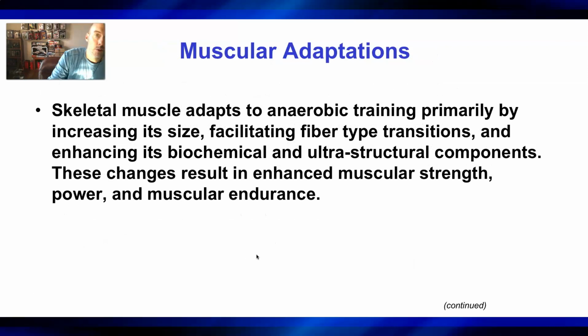So let's now turn to the muscular adaptation. Probably more what you think about when you think about the body responding to anaerobic exercise training. So we'll go through several things here in terms of the size of the muscle changing, the fiber type transition that occurs, and then whether there are any biochemical or structural changes as well. And just to give away the conclusion, yes, all of those things change, and the result then is, as you might expect, enhanced strength, power, and endurance.